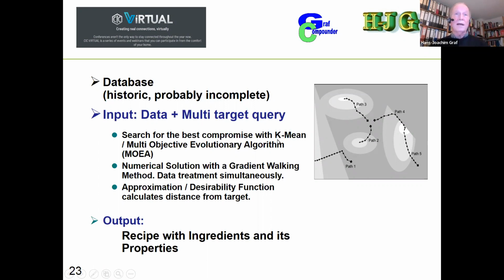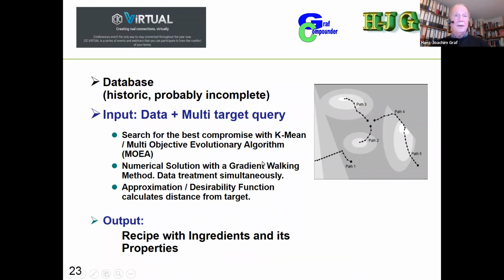But first of all, I have my k-mean or my multi-objective algorithm. I'm doing then a numerical solution, and there is a helping hand that is so-called gradient walking methods. And that is if you have more than one maximum or more than one minimum, yes, you need to guide the solution towards the maximum, the biggest maximum or the deepest minimum. And that is, you do that with the so-called gradient walking method.